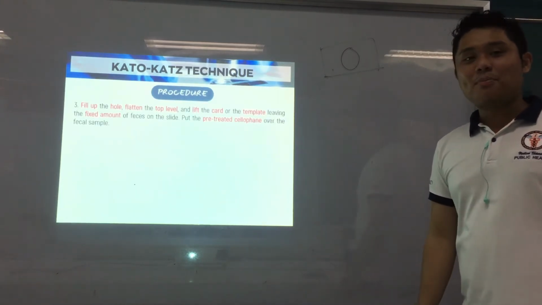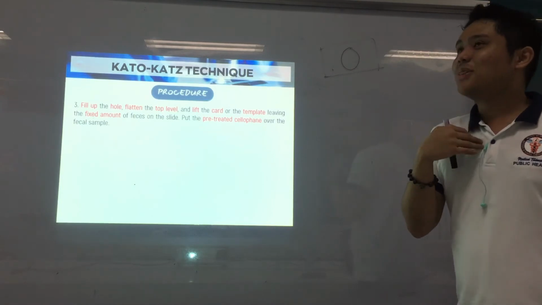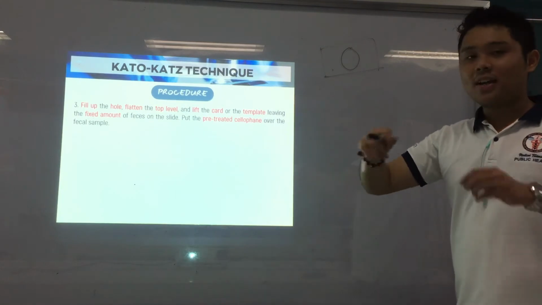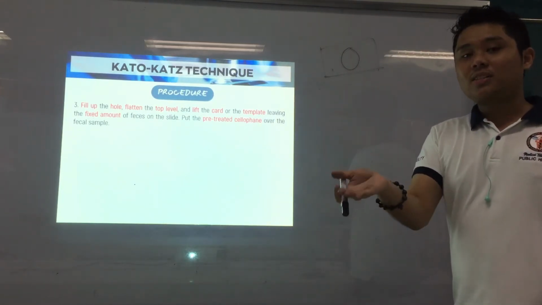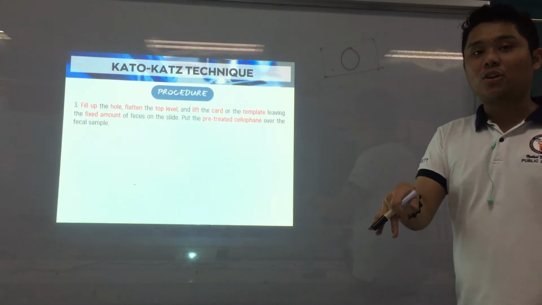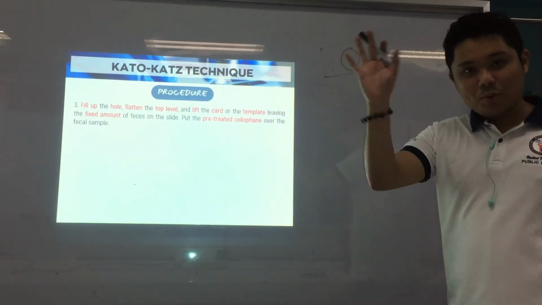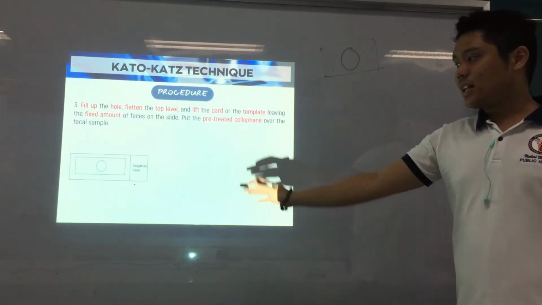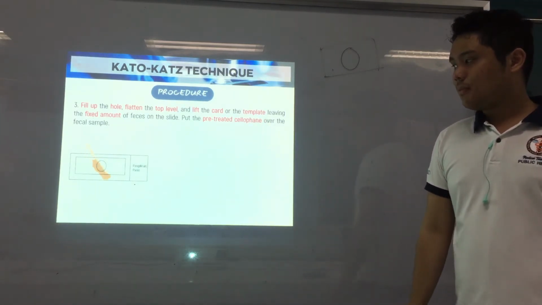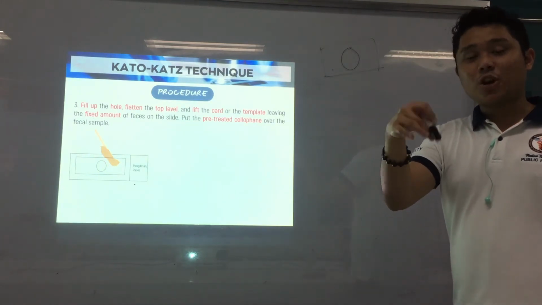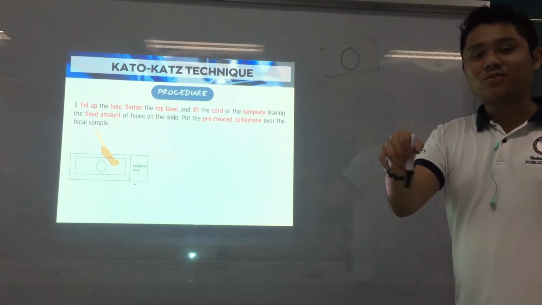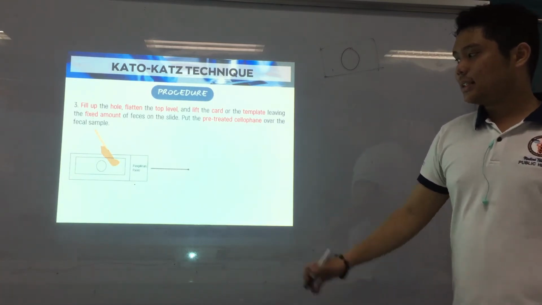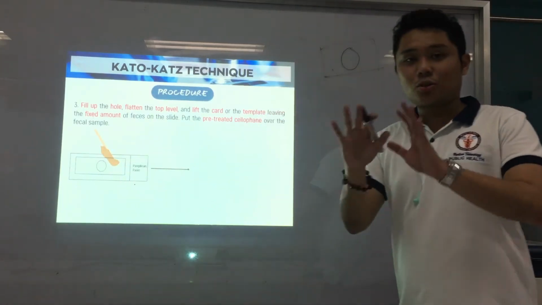We then use the sample to fill up the hole, and then we flatten the top level. Then we remove the template, and there is now a fixed amount of stool in the form of a circle that will remain. Then we put the pre-treated cellophane over the circle. Again, for visualization purposes, that's the template and your stool sample. You put it on the center of the circle, like you're putting stool on the circle. And of course, you clean the top and the sides, because there is stool that will stick to that.